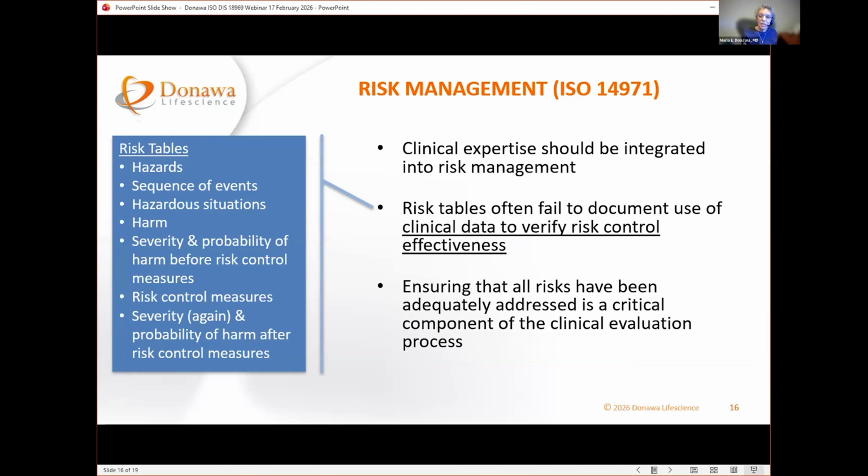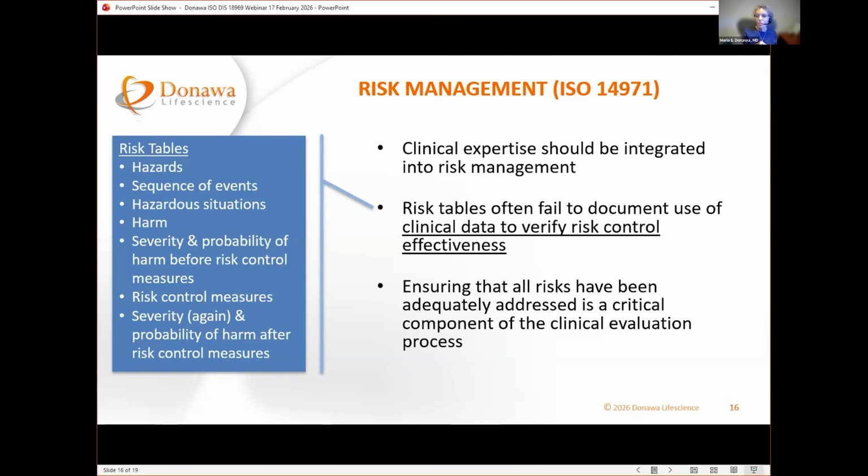And most companies document those. It's going to be an animal study. It's going to be a bench test. It's going to be information in the IFU. All kinds of things to try to reduce the risk, and those are documented in risk control, usually columns of these tables. And then you have severity, again, that doesn't usually change. It's always the same severity of a harm. And the probability after the risk control measures.